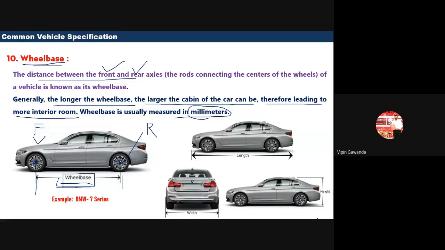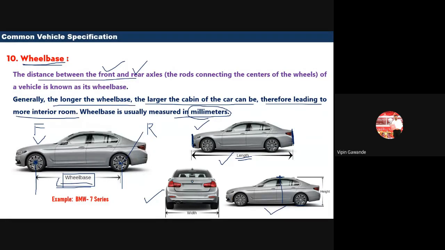Now there are other dimensions measured on our specification chart, that is the length of the car. Length of the car means what? It is from this first point, the front end, up to the last end. Then this is the height of the car, from the ground up to the topmost point of the car. And then this is the width of the car. So length, width and height are mentioned in our specification chart.